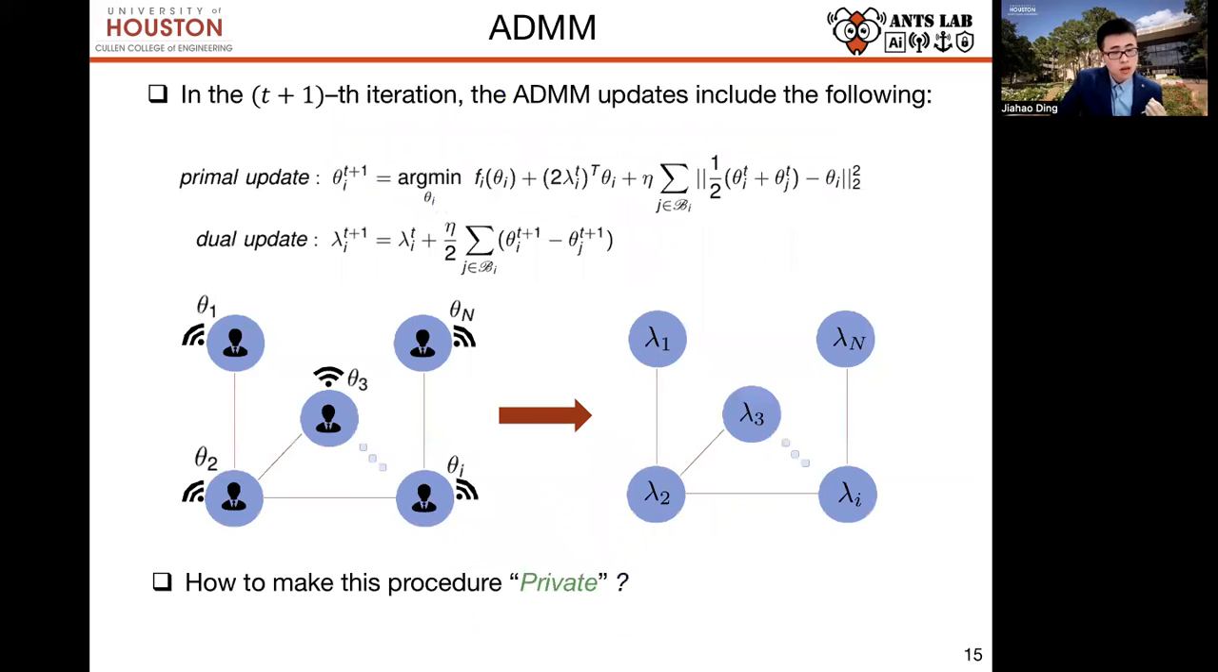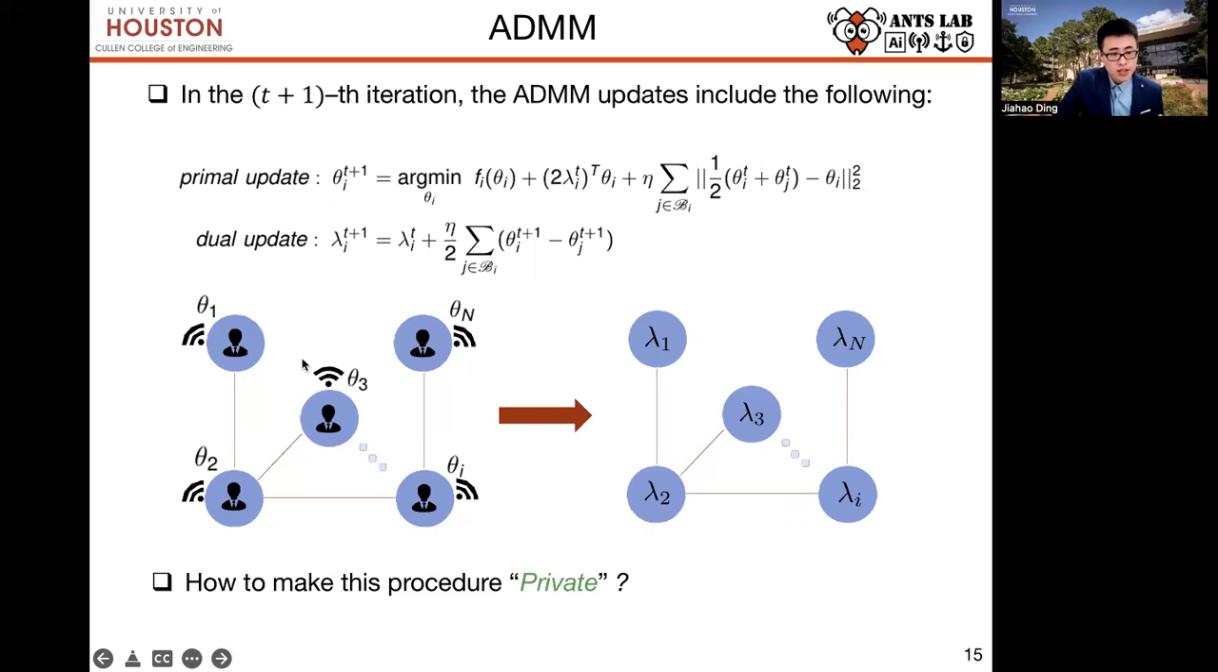More specifically, in ADMM, in each iteration, each agent will perform these two updates: primal update and dual update. You can see the primal update is trying to update the local classifier based on the local loss function and some models from its neighbors.